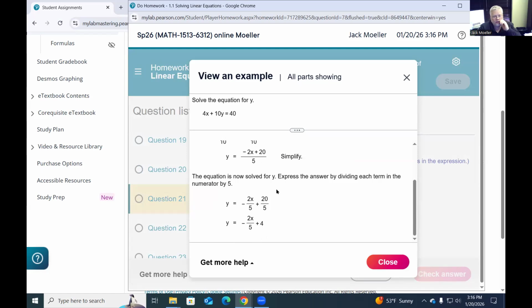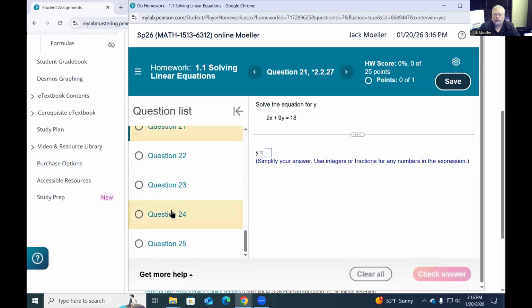This first test, we're mainly solving for y equals. So right here, with that minus 2x plus 20 over 5, solve for y equals. But when in doubt, look at how the answers are in the examples in the homework.